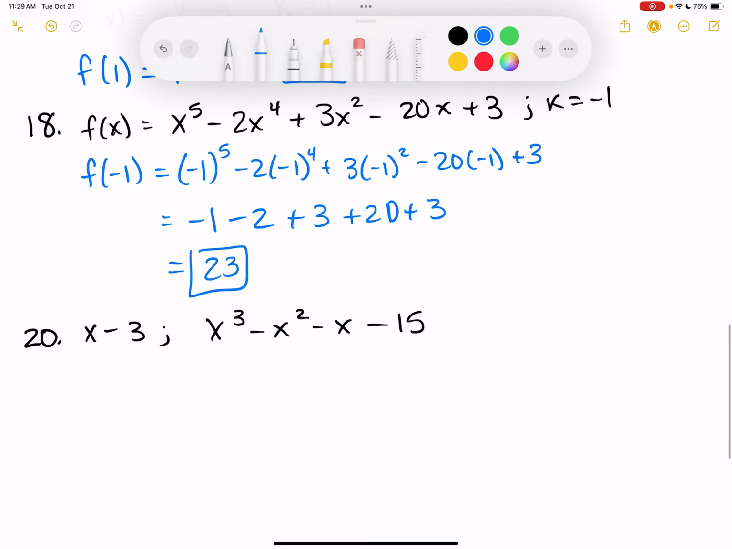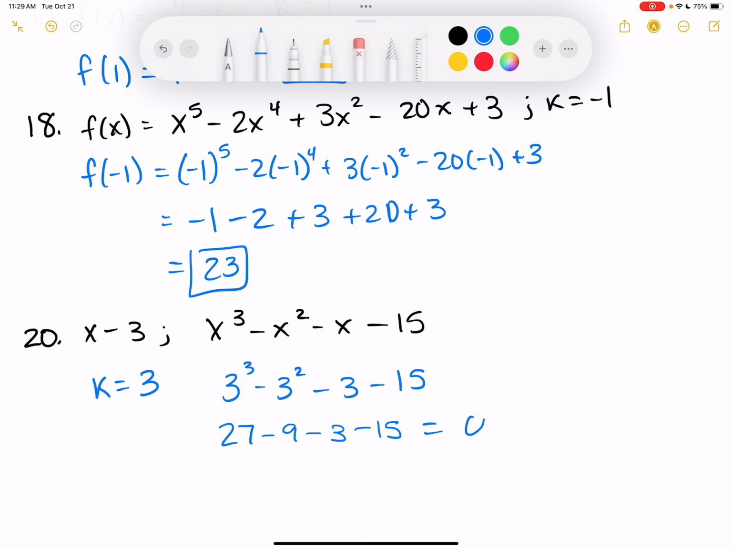So k is equal to 3, because it's the opposite sign. And then we plug in 3 over here. So 3 cubed minus 3 squared minus 3 minus 15. So I've got 27 minus 9 minus 3 minus 15. So that's negative 24, negative 27. 27 minus 27 is 0. So yes, this is a factor. Sure enough.